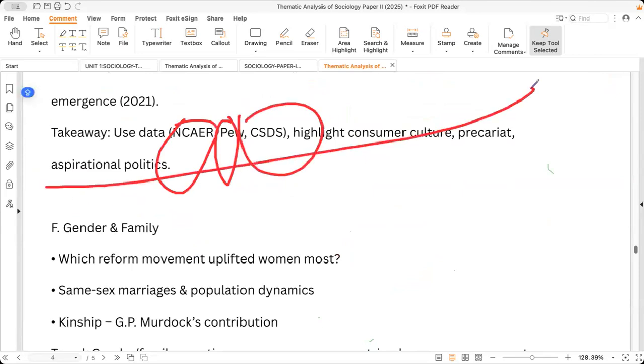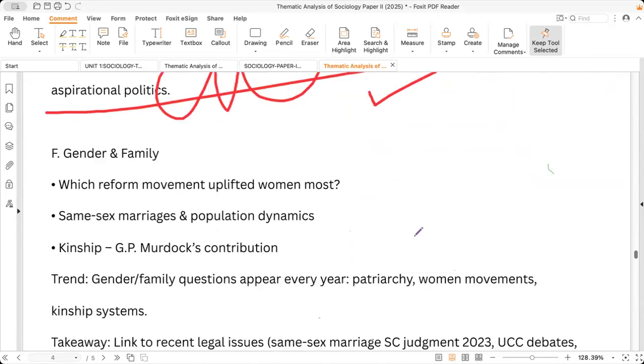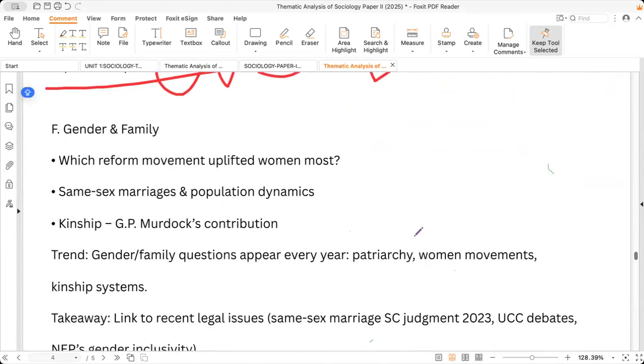Like Pew survey has also talked about the religious divide. So Pew survey also does lots of surveys and collects data. So I will give you clarity.